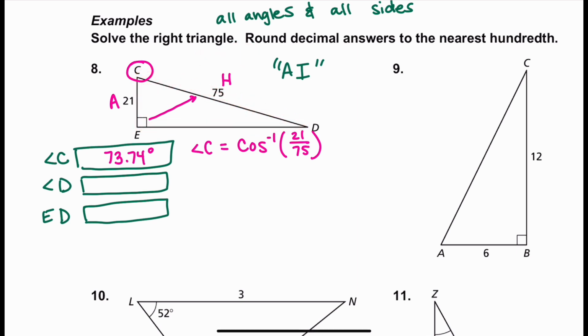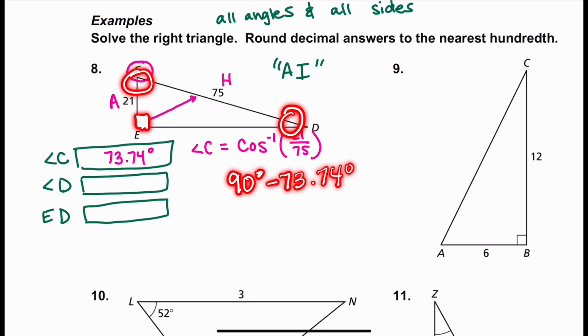Now, for every one of these trig problems to work, it has to have a 90-degree angle here. Since it has a 90-degree angle, there are 90 degrees left for the other two angles. So if I take 90 degrees and I minus off 73.74 degrees, that will give me angle D.